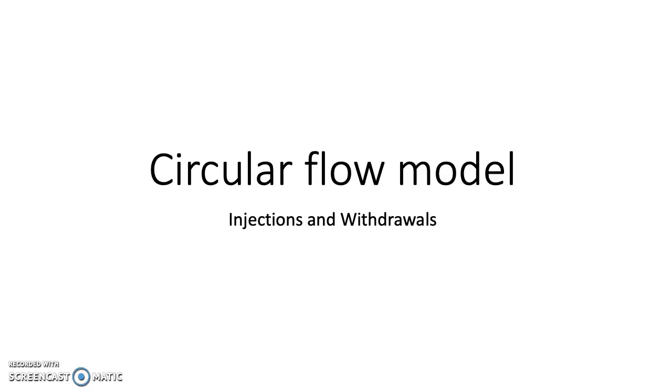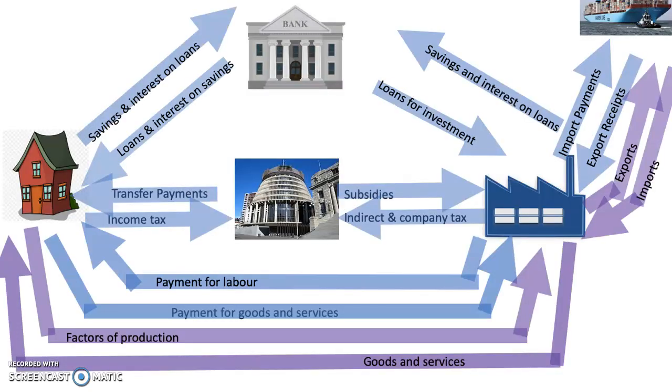Hello, in this video we are looking at the circular flow model and in particular injections and withdrawals. Now remember our circular flow model, we've got 5 sectors, we've completed it all. We have households, and households will provide factors of production, so labour and brilliant ideas and all of that, to the producers in return for payments, and the producers provide goods and services.